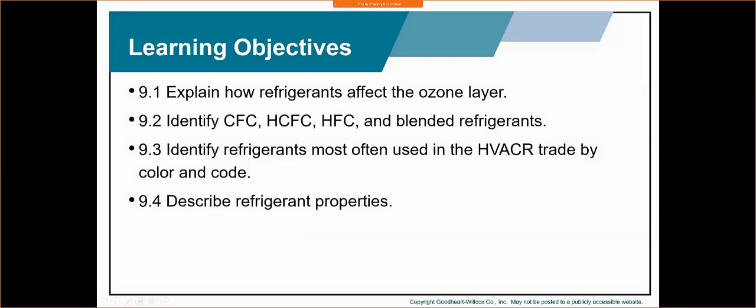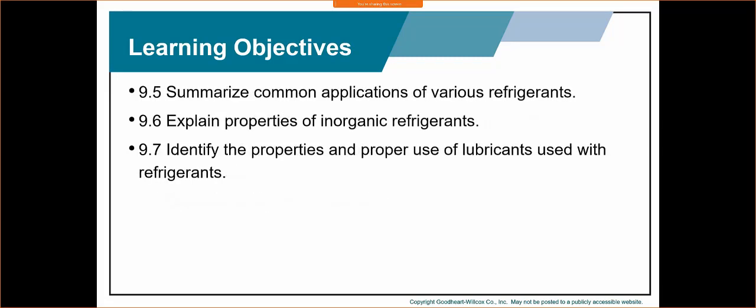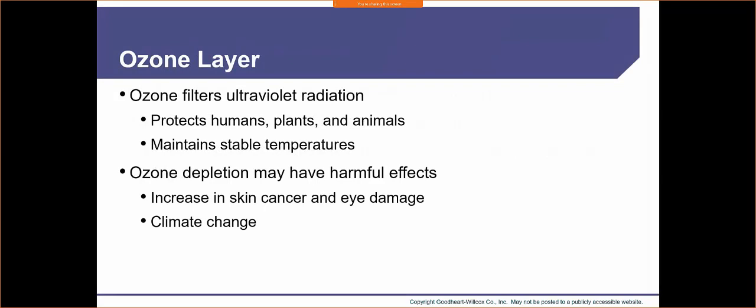All right, so we'll explain today, as we already did a little bit, how refrigerants affect the ozone layer, identify CFC, HCFC, HFC, and blended refrigerants, identify refrigerants most often used in the HVACR trade by color and code. This book's already old because guess what, color and code, there is no more color. And describe refrigerant properties. Summarize common applications of various refrigerants, explain properties of inorganic refrigerants, and identify the properties of lubricants used with refrigerants.